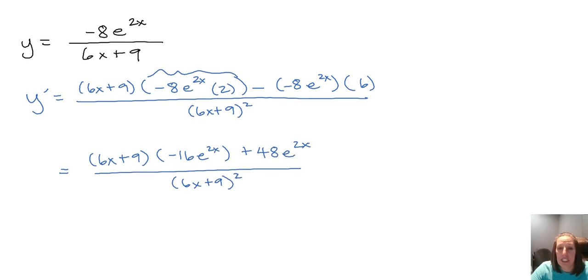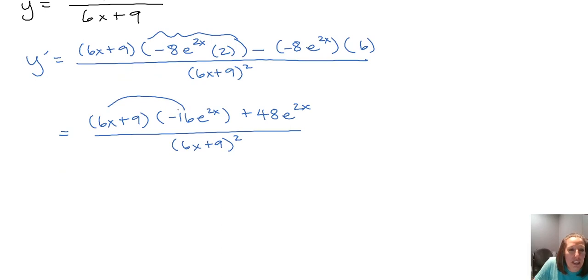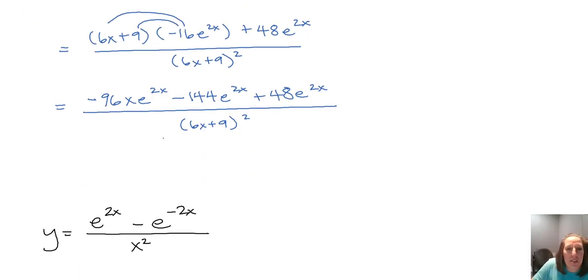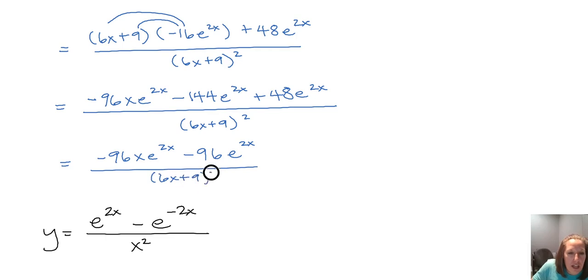And then we can distribute our negative 16 e to the 2x. So 6x times negative 16 e to the 2x is going to be negative 96x e to the 2x. And then 9 times that negative 16 e to the 2x is going to be negative 144 e to the 2x. We still have our 48 e to the 2x at the end, and it's still all over 6x plus 9 quantity squared. All right, if we combine like terms in the numerator there, we're going to get negative 96x e to the 2x, and then negative 144 plus 48 is going to give us also negative 96 e to the 2x, all over 6x plus 9 quantity squared.